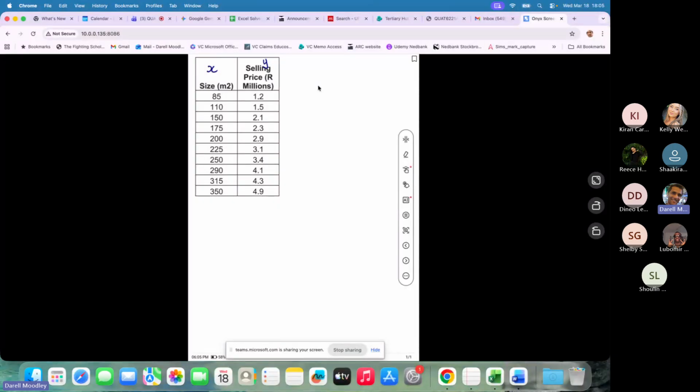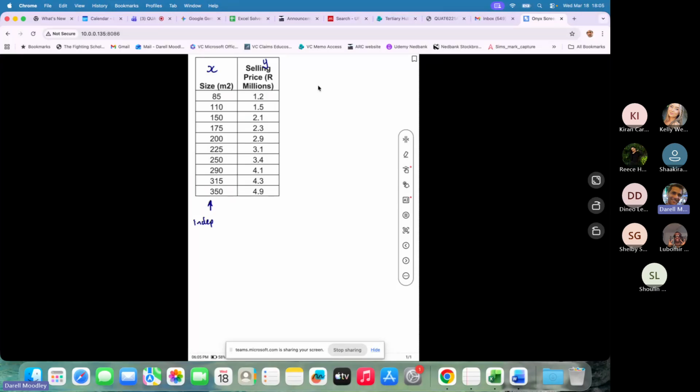And in terms of using your calculator, it's going to be very important because your calculator doesn't really have columns for size and selling price. It just has X and Y, and you need to tell it what is the X and Y. So the X, or the size, is our independent variable.